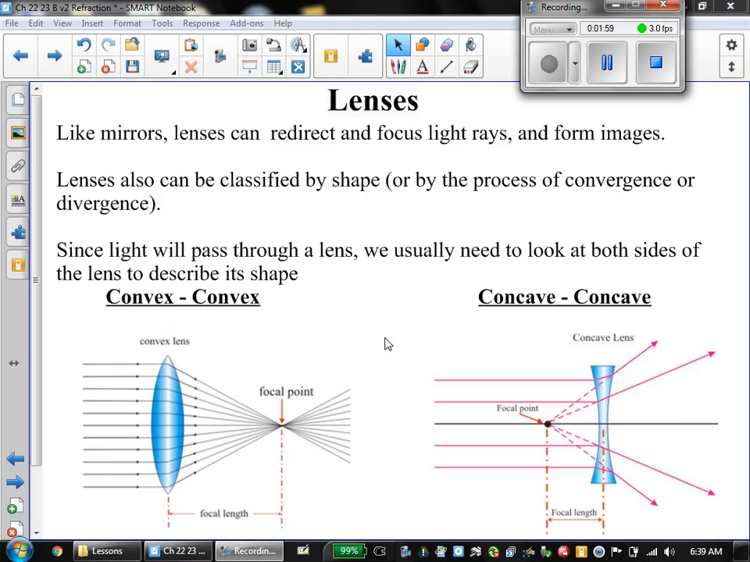You should be fine. So just like we have concave and convex with mirrors, we have concave and convex with lenses. Technically, because they have two surfaces, we have to look at both surfaces, but we're only going to do convex, convex, or double convex. So I'm just going to call it convex from now on. And concave, concave, both concave on both sides. I'm going to call it concave from here on in.